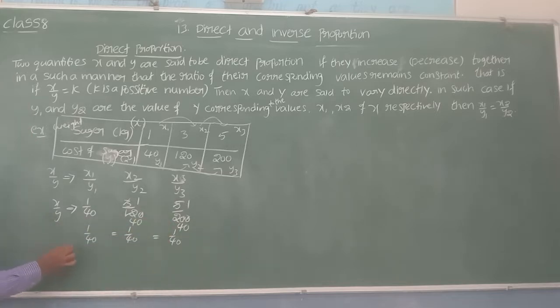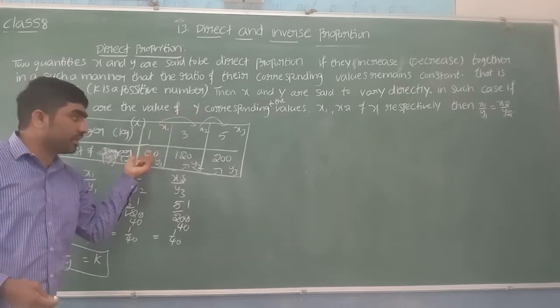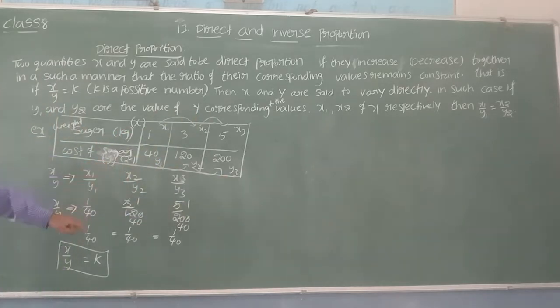So we can say that when we find the ratio of x by y, it gives some constant k: 1 by 40, 1 by 40, 1 by 40, the same. And that k is a positive number, 1 by 40 only. So x by y is equal to k. When both quantities are increasing and you find the ratio of their corresponding values, it remains the same constant. X by y is equal to that constant k, a positive value.